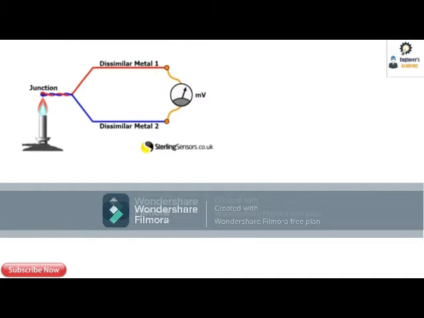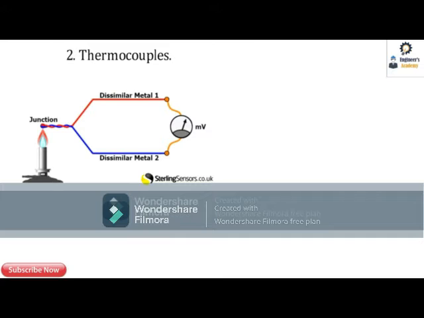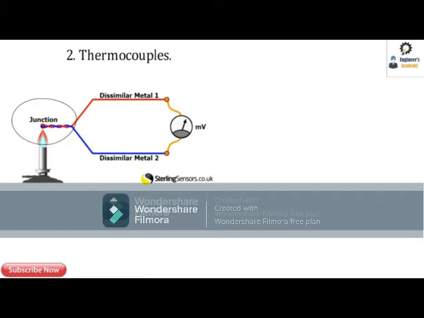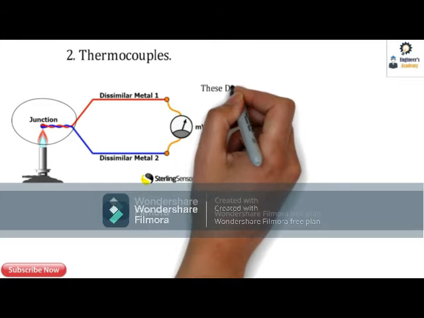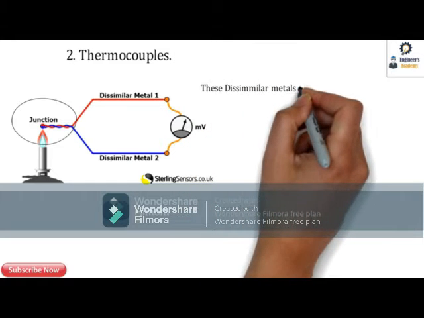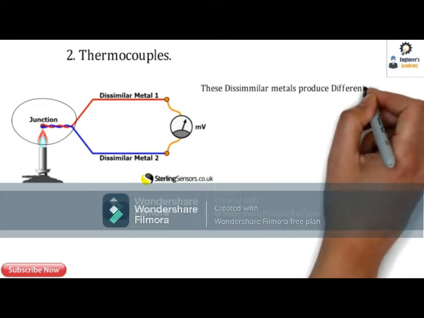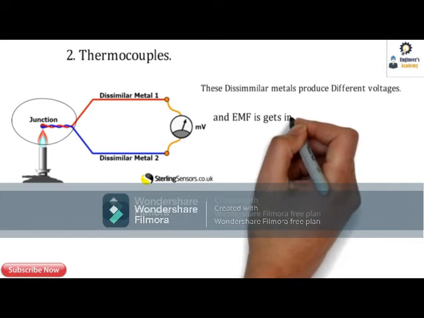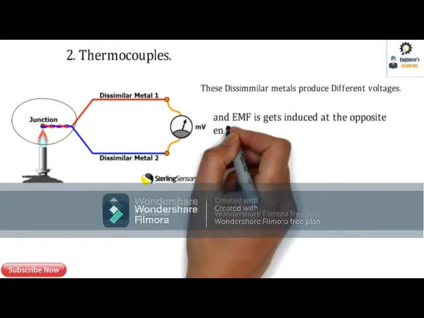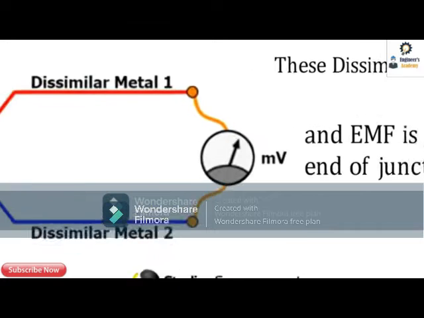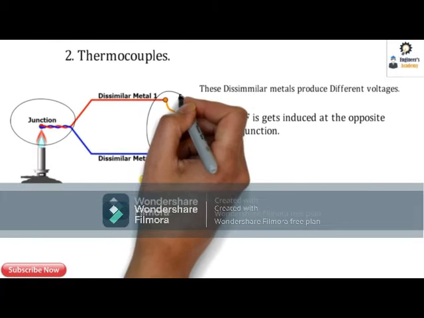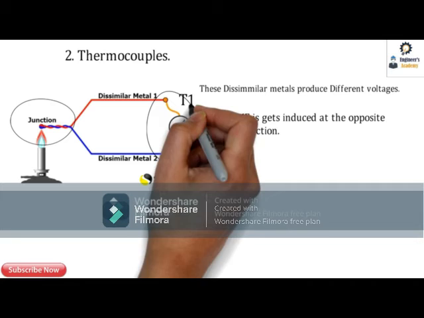The second one in the electronic measurement is the thermocouples. So guys, a thermocouple is the formation of a couple, that is known as a junction, with the help of two dissimilar metals. So guys, these two dissimilar metals produce different voltages. So guys, the EMF gets induced at the opposite end of the junction. This is the opposite end of the junction.